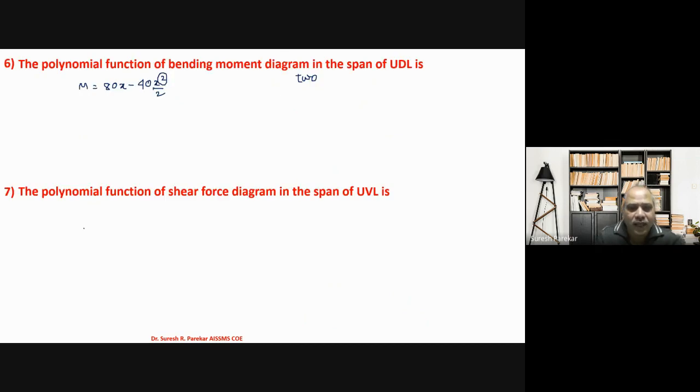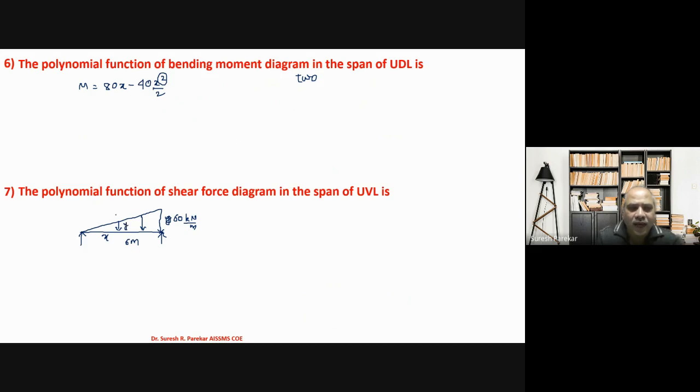Then the polynomial function of shear force in UVL. Now how will we get the UVL diagram? We have this increasing. We will not go into these values. Now if we draw the shear force, this is y, this is suppose x, and this value, let us consider, is 60, and the total span we have is 6 meter, then we have this as y.